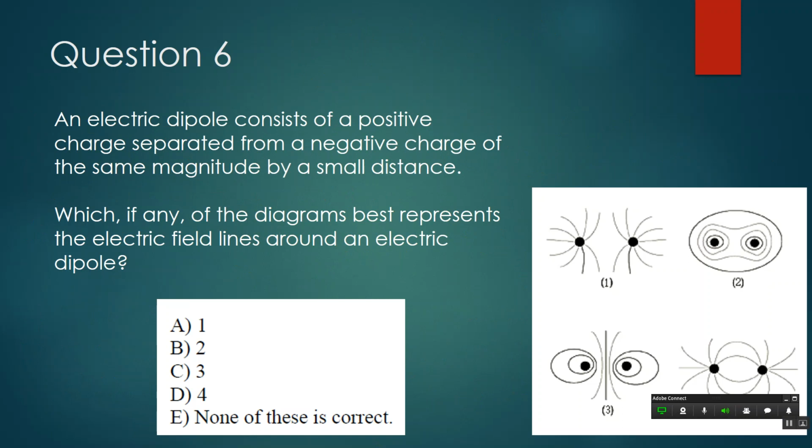Moving on, question 6. This one you guys do on your own. An electric dipole consists of a positive charge separated from a negative charge of the same magnitude by a small distance. Which, if any, of the diagrams best represents the electric field lines around an electric dipole? A dipole means that they're two opposite charges, and the two opposite charges will have an electric field that looks kind of like that.